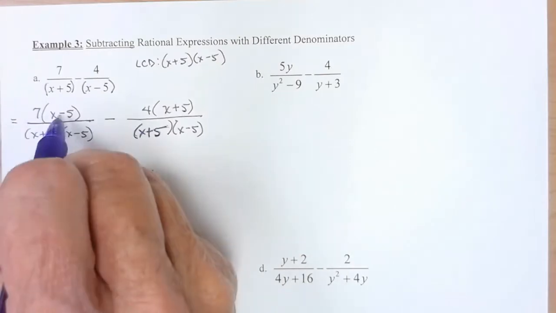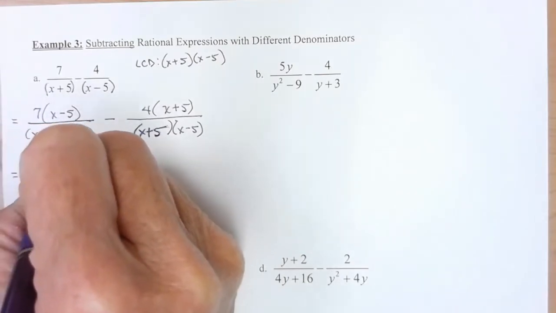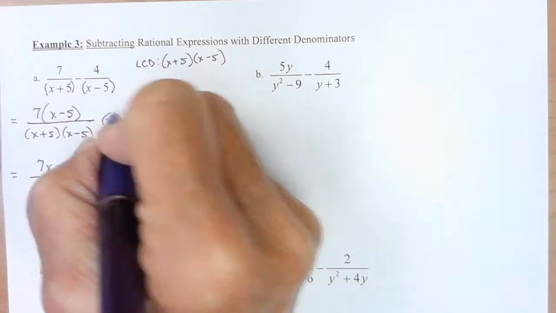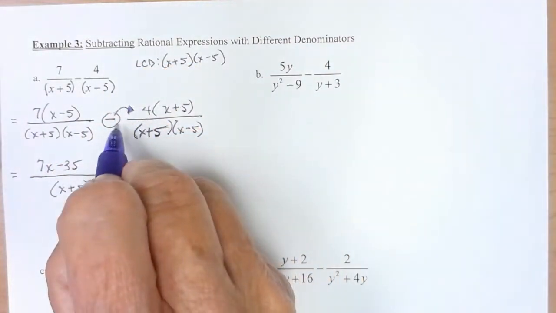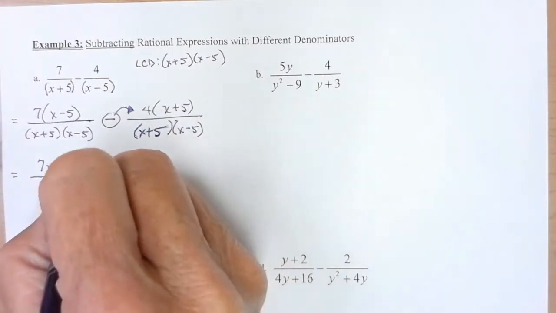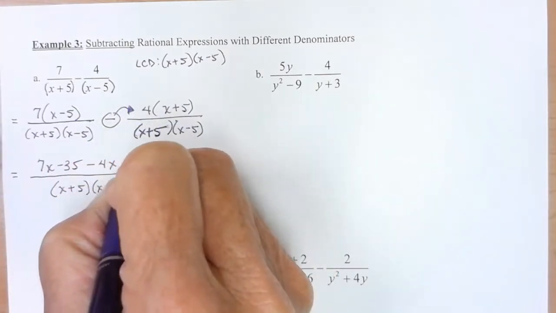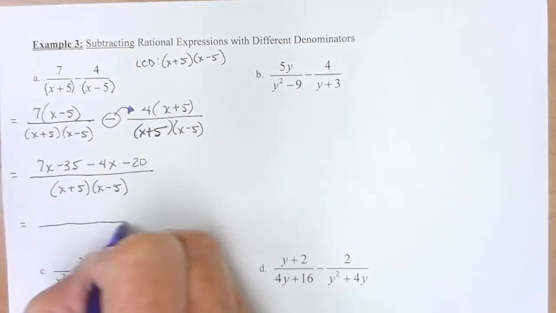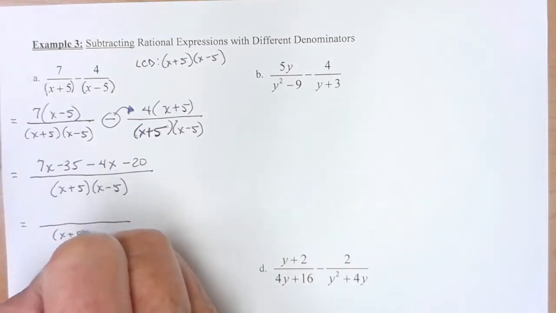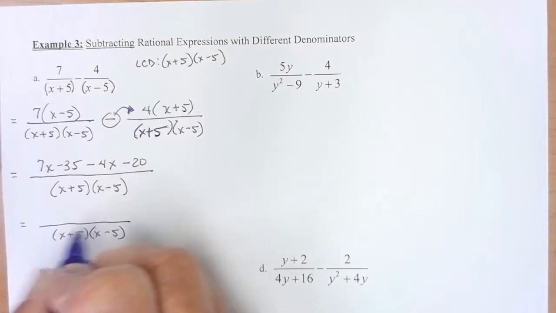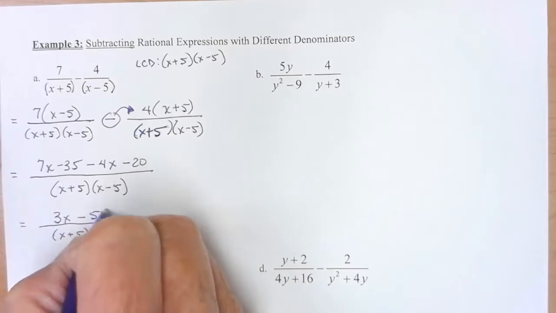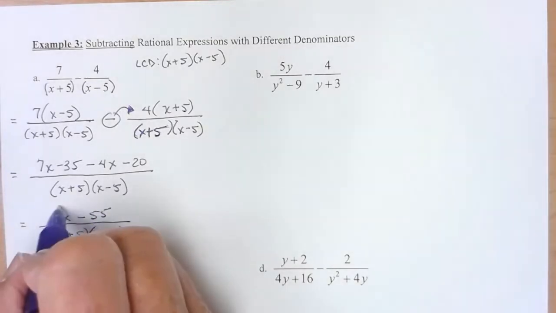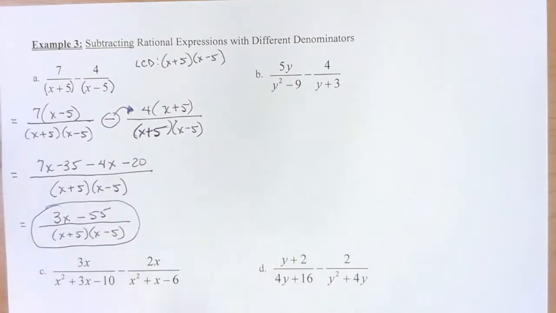So I'm going to distribute the 7 through. Remember to take this negative, and since I have just a monomial factor here, I can do negative 4 and distribute it through. So negative 4x minus 20. So I got my common denominator. Combine like terms. And I can't really factor anything out of the numerator, so that would be my final answer.